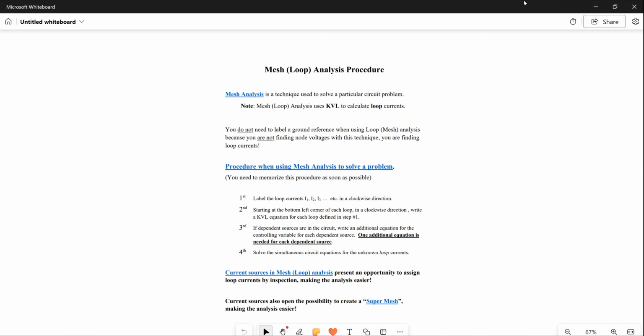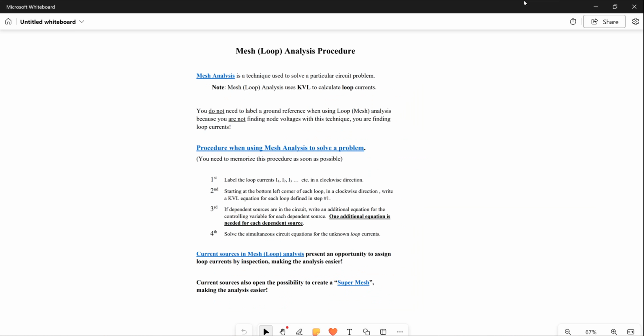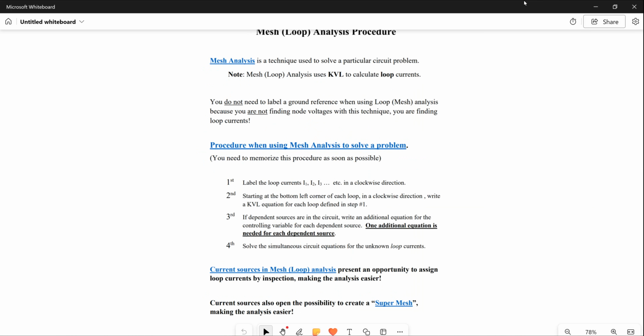Mesh analysis is a technique used to solve a particular type of circuit problem. Note, mesh or loop analysis uses Kirchhoff's voltage law to calculate loop currents. You do not need to label a ground reference when using this loop mesh analysis step, because you're not finding node voltages with this technique. You're finding loop currents. The procedure is a pretty simple four-step procedure that I'll let you look over. I'll let you go back in the video and check it out.